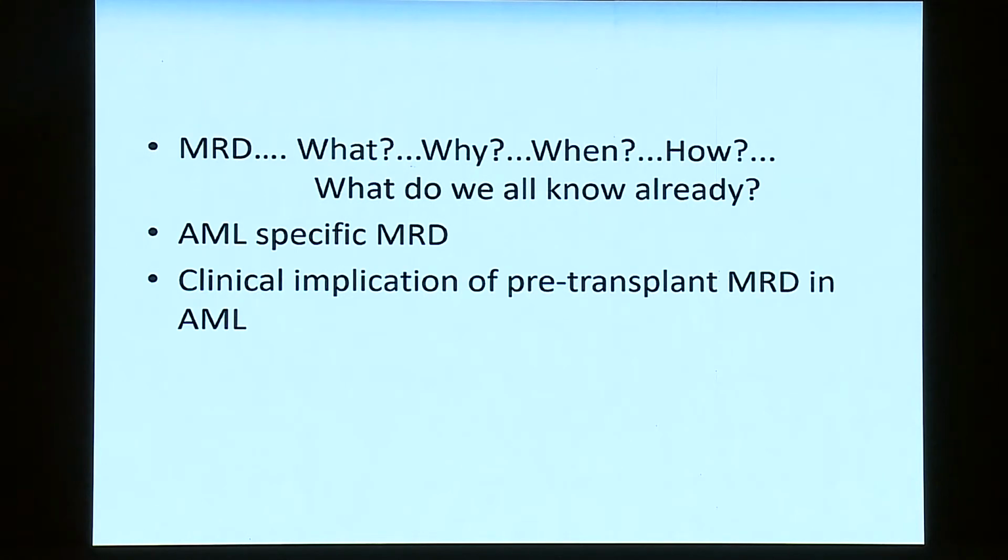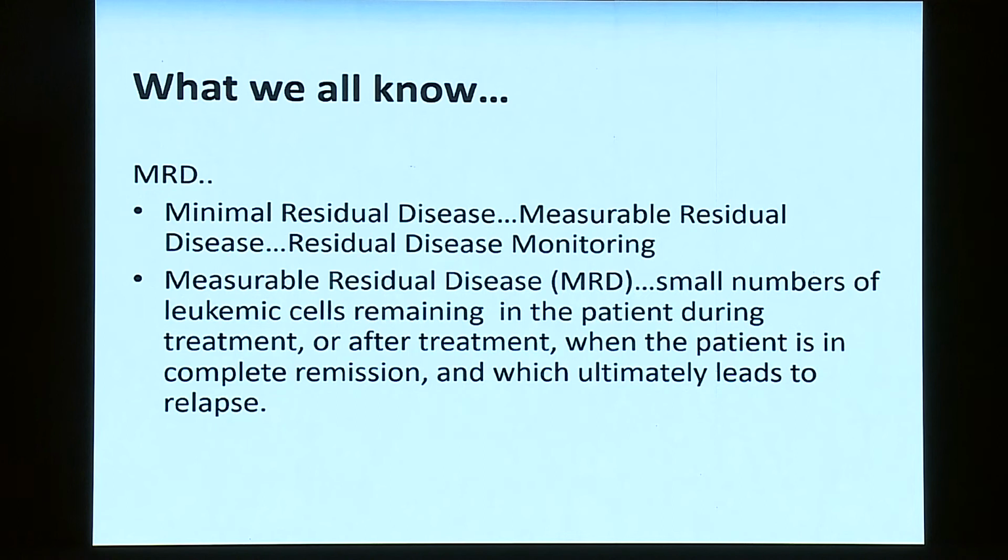What we all know is that MRD was called minimal residual disease, and later on they called it measurable residual disease. Some people don't agree with either terminology, and they call it RDM, which is residual disease monitoring. So measurable residual disease is a small number of leukemic cells remaining in the patient during or after treatment, when the patient is in complete remission, and which ultimately leads to relapse.